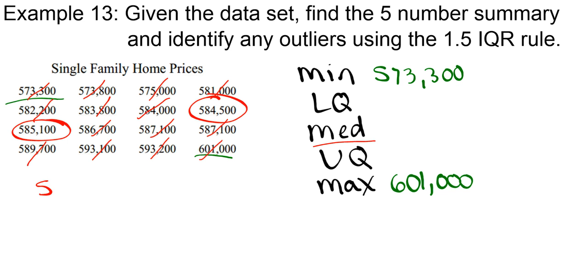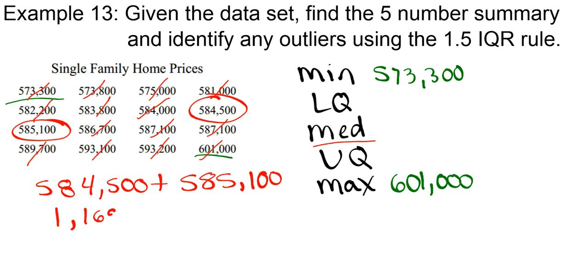I have to find the average, so I'm going to add them together. And that's going to give me a value of 1,169,600. Remember, you got to divide that by 2 because there were 2 numbers involved, which gives us a median of 584,800. So that is our median.